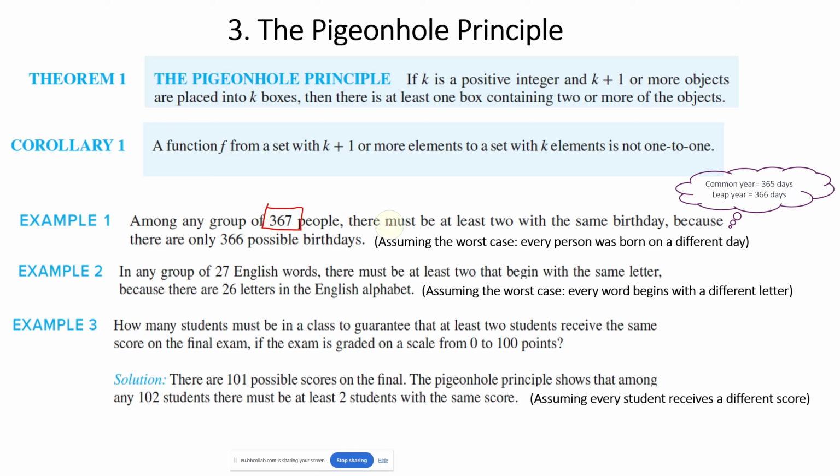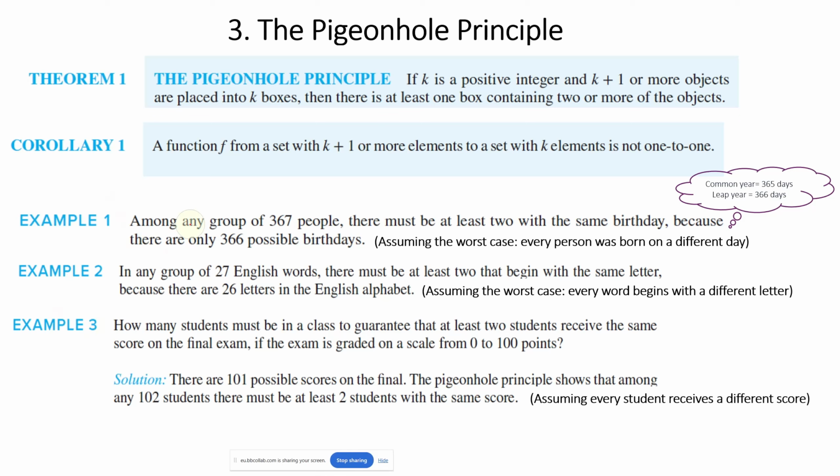So that's why we also have this kind of example that says among any group of 367 people, there must be at least 2 with the same birthday. Well, assuming we are working with the common year of 365 days or something like that. Or the leap year is going to be 366. So that's basically the idea behind that.